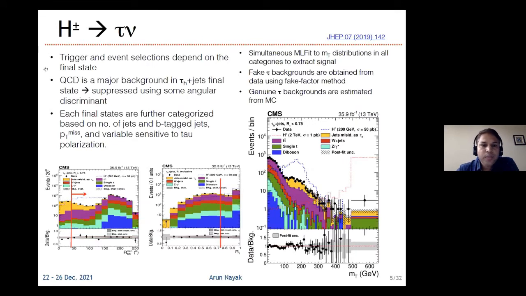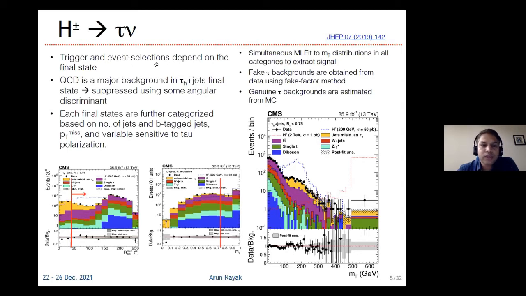Okay. So actually various kinds of triggers have been used in this case, particularly for the heavy charged Higgs. Sorry, for the hadronic tau final states, the triggers are single tau plus missing transverse momentum, which have a very high threshold.